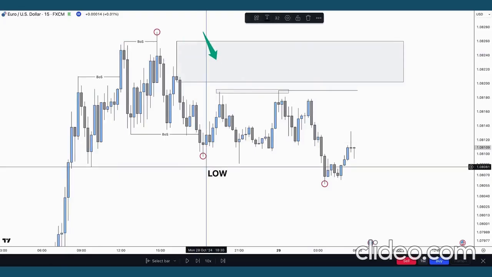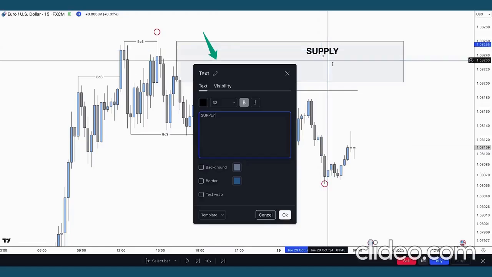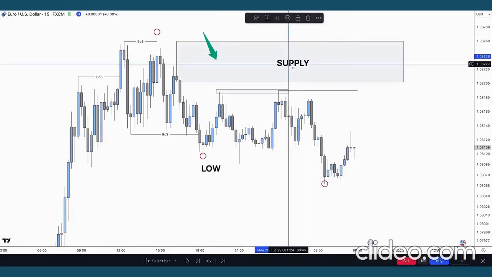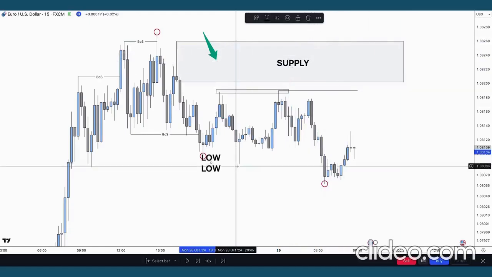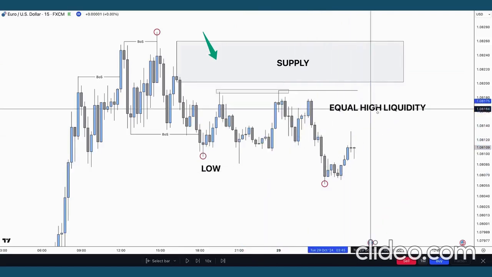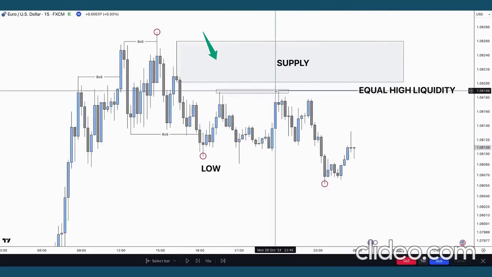We've got our low, which indicates a new bearish trend. We've got our supply zone, which indicates a solid level to sell from once the market reacts to it once again, because it was seen as a premium to sell from before. And we've got our equal high liquidity just above the consolidation, which is going to be pretty much this level here, right? We can draw this out.